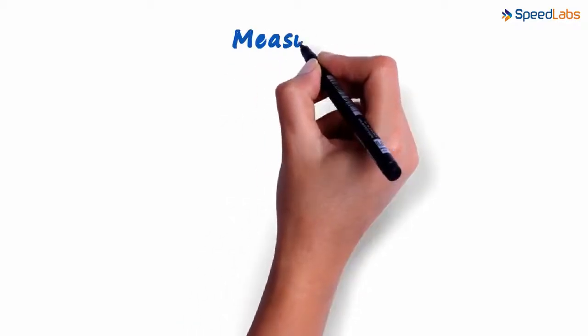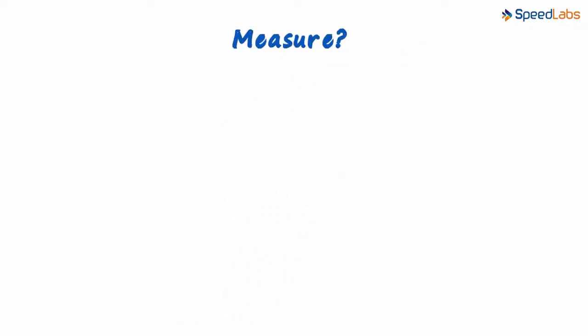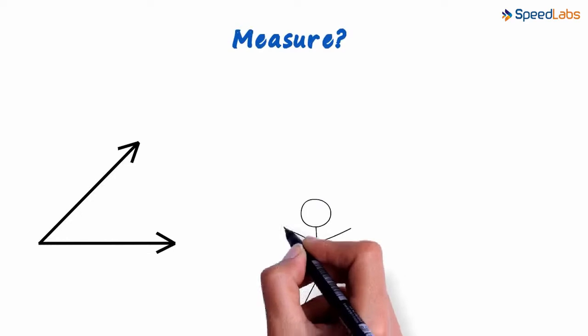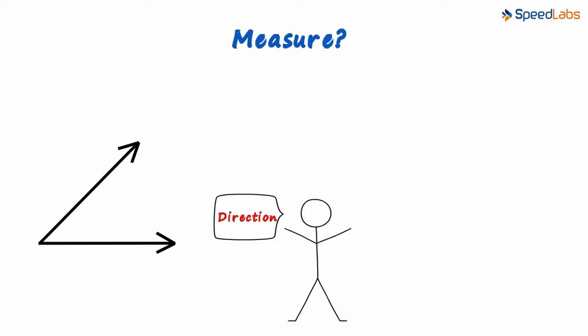How are angles measured? Let this be the initial arm of the angle and assume its terminal arm lies here. We can see that an angle is formed here between the two arms. One of the most important things we need to know about angles is the direction in which they are measured.